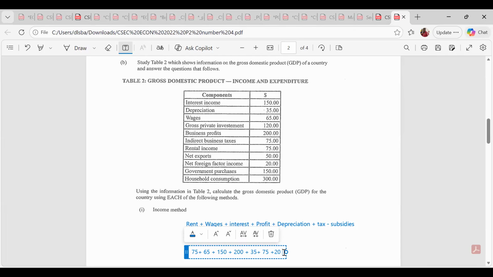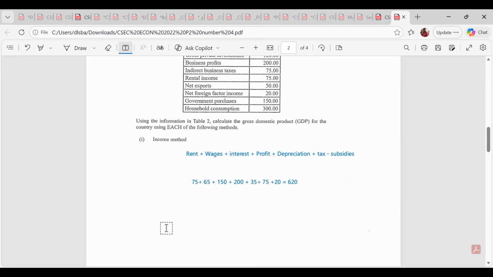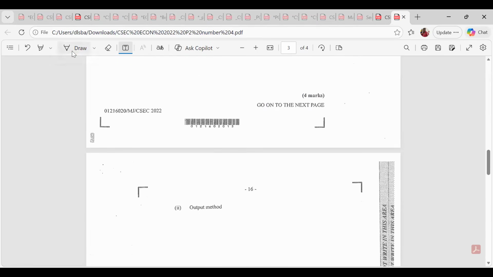So that will be 75 plus 65 plus 150 plus 200 plus 35 plus 75 plus 20. How much does that add up to? 620. Now let's go to the next method. They made a mistake here when they put output method. It really was supposed to be expenditure method because they don't have the information for the output method here.